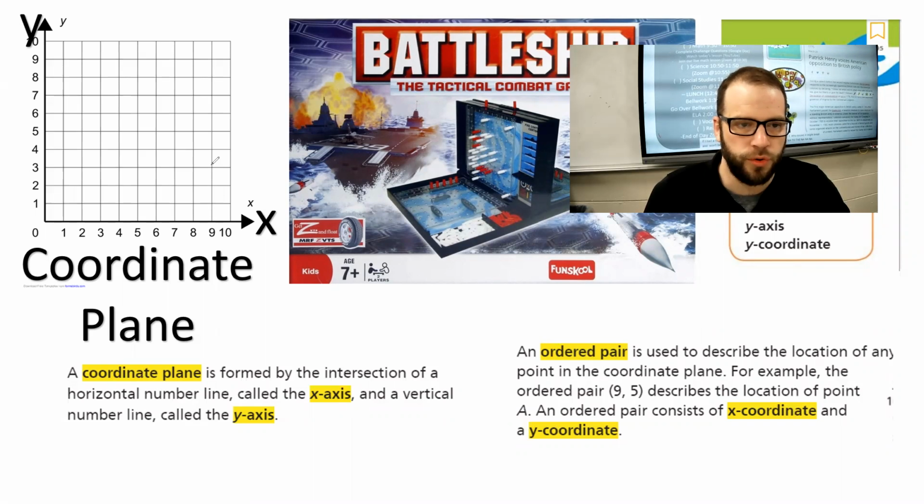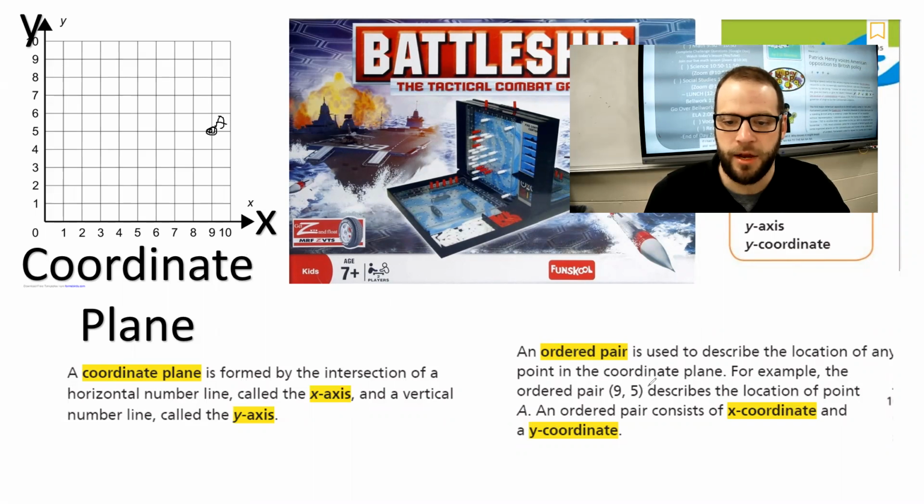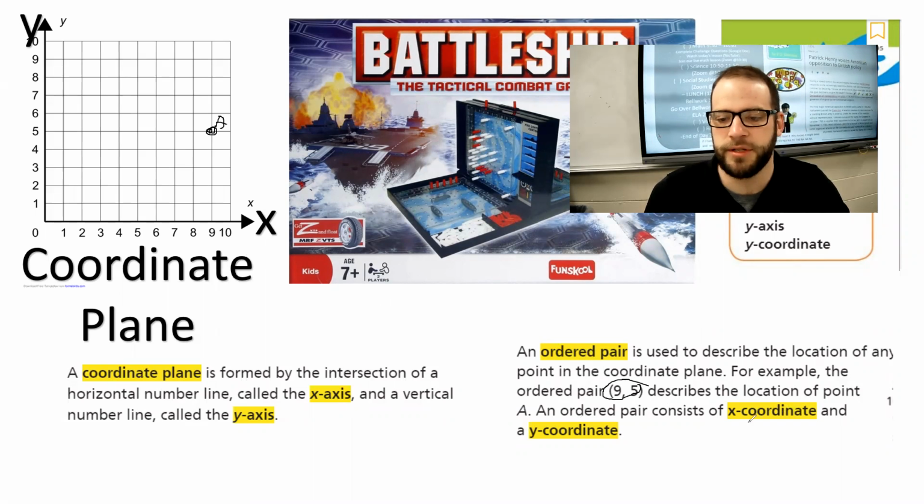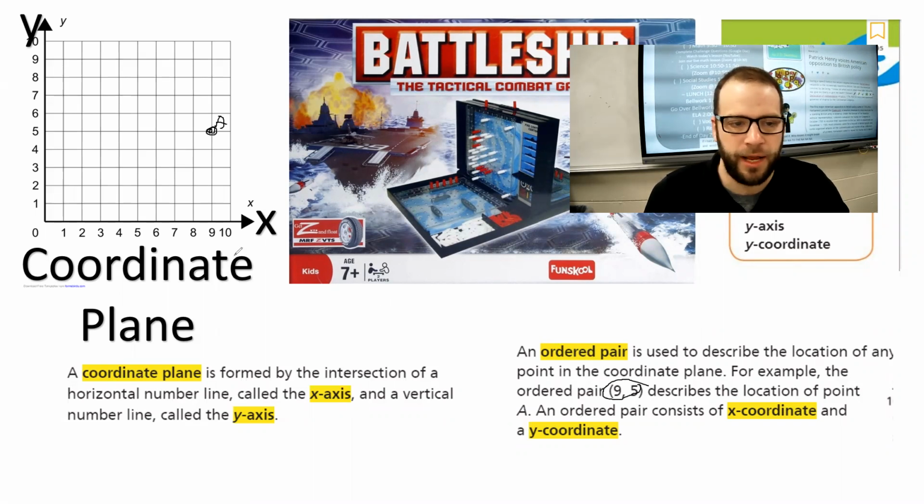1, 2, 3, 4, 5. So then I'd put a dot here, and I'd put the letter A next to it. And that tells me that's where A is. 9 over, 5 up. An ordered pair consists of an x coordinate and a y coordinate. The first number that you see is the x. The second number is 5.